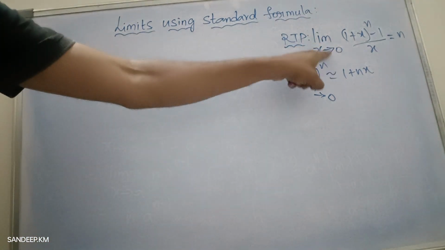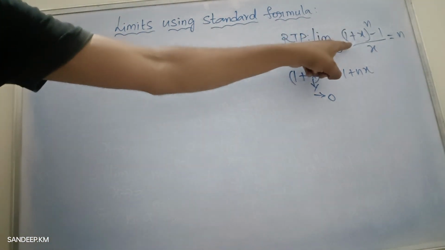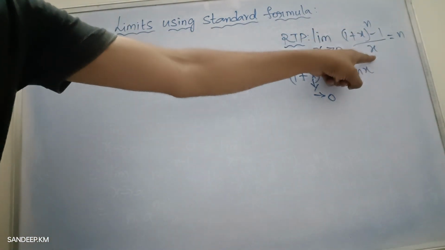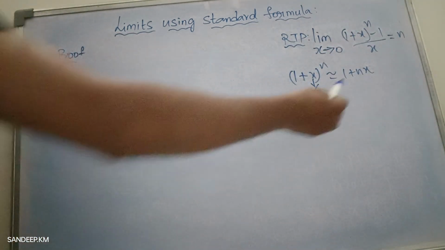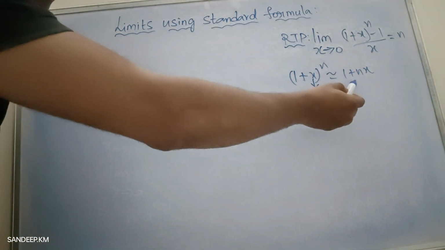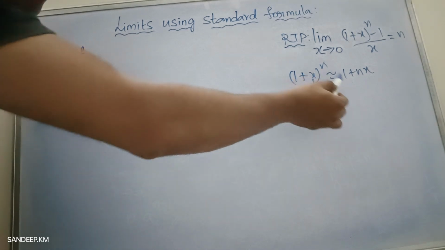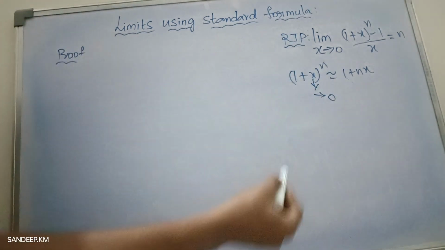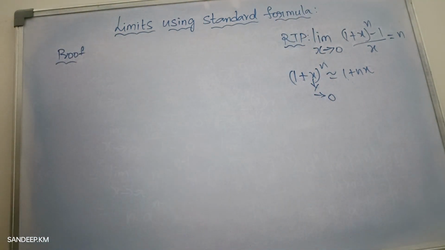We will see how to prove limit x approaches 0, (1 plus x) whole power n minus 1 divided by x equal to n. That is simple. Use this fact, you will get the answer. Will you try it? Use this particular fact. You can take (1 plus x) whole power n approximately as 1 plus nx. You will get the answer. You can do it yourself. Okay. Now let us get into solving problems.